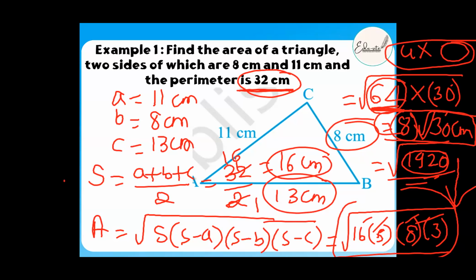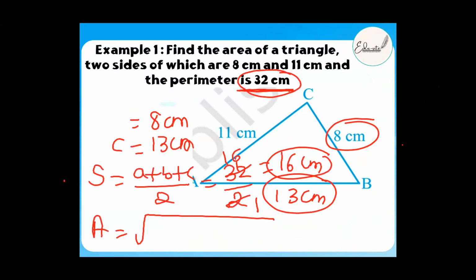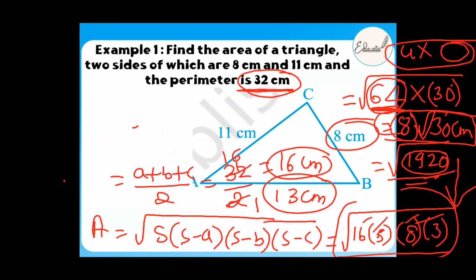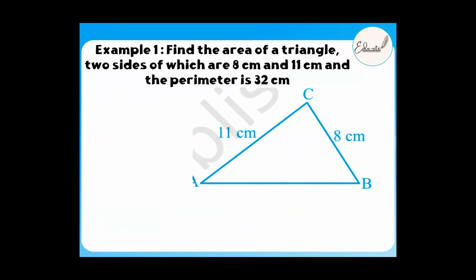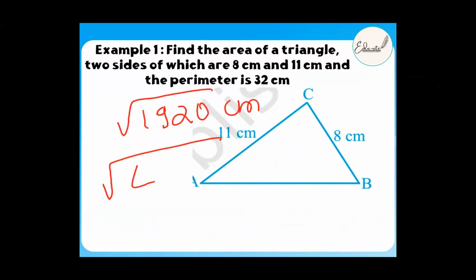The actual answer is root of 1920 centimeters. Fine, Laiba? You can also write it as 4 into something gives you 1920. How to write it? 1920 divided by 4. You have to see whether it is completely divisible. So 4 into 480 gives you 1920. Fine. So you can just remove 4 outside. It becomes 2 root 480.